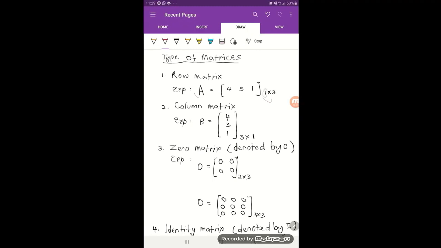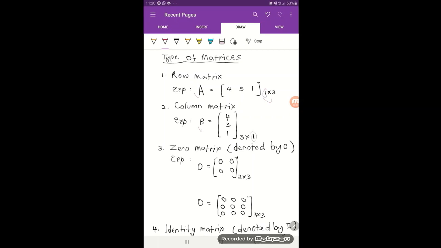And then the next type is the column matrix. A column matrix is a matrix that has only one column. For example, matrix B. The order of matrix B is 3 times 1. You can see here the number of columns is 1.